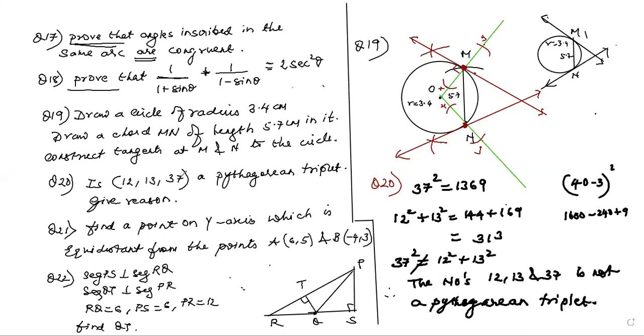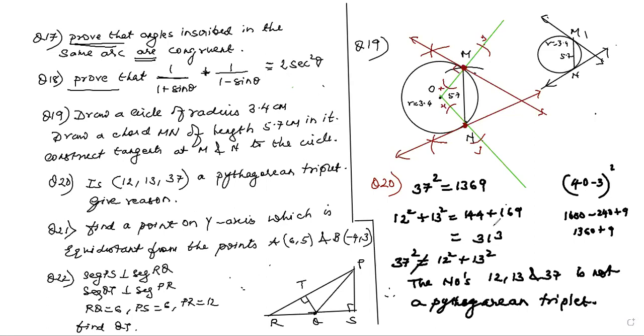Let us see. Is 12, 13, 37 a Pythagorean triplet? Question number 20 says, so when I do, the bigger number is 37. When I do 37 square, it is 1369. Are you getting me here? And you can do it like this: 40 minus 3 the whole square. 1600, minus 240, plus 9. So 1600 minus 240 is 1360, plus 9 is 1369. So 37 square is 1369.